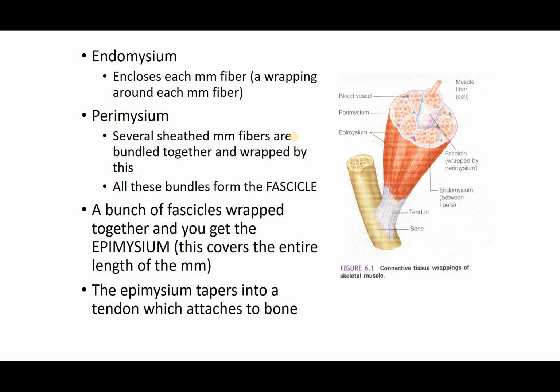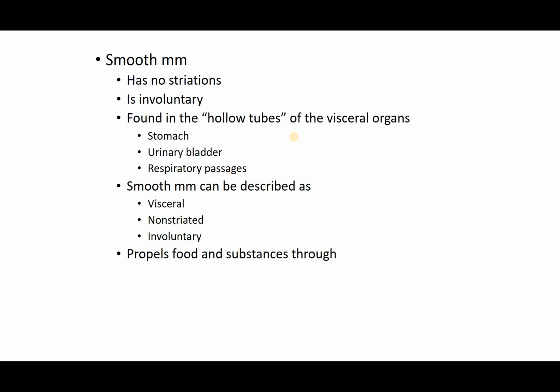Okay, this says the same thing that we just covered. Okay, smooth muscle has no striations. When you look at it under a microscope, it does not have striations. It is considered involuntary, which means your autonomic nervous system does the work for you. Subconscious control.